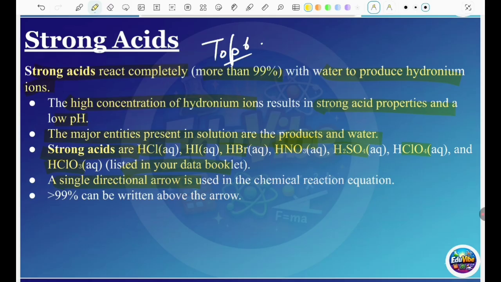A single directional arrow is used in the chemical reaction equations, because this is a strong acid, that's why we use the straight arrow, the one single directional arrow. And we can write this too, like greater than 99%. So we can use this too to show that this is a strong acid reaction.